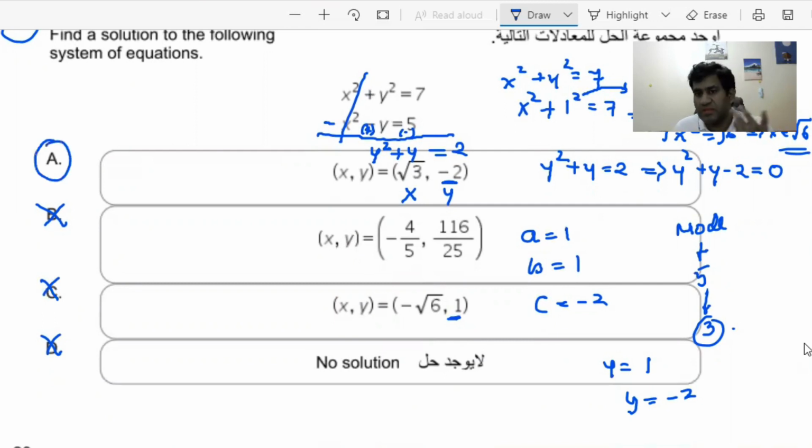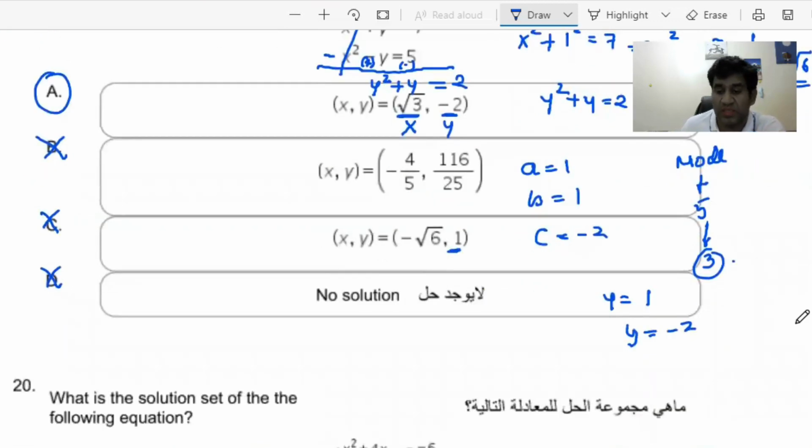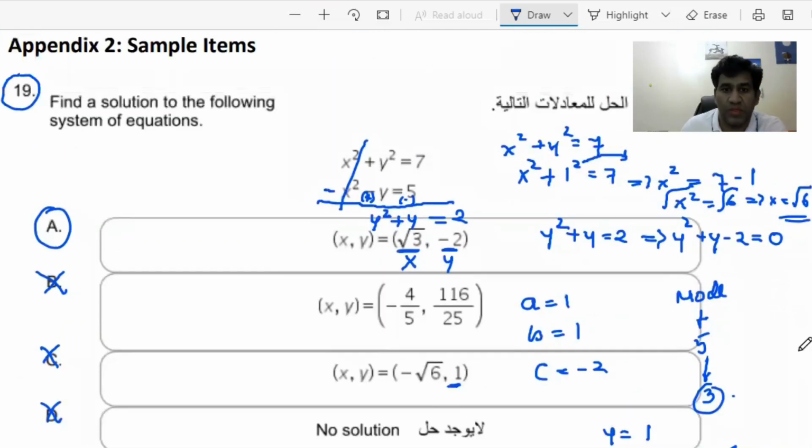In the exam, this is the way of solving. But here, as we are learning how it works, let's verify with the other value. Let's make sure that we are getting x as root 3. Let me substitute the value of y as negative 2 in the same equation and check what value of x we get. Let me show here.